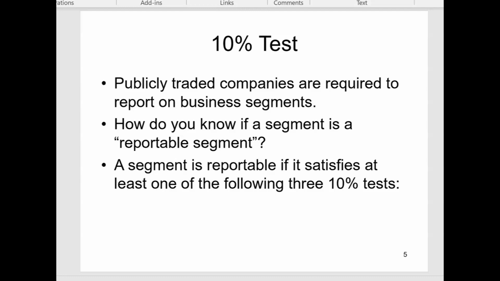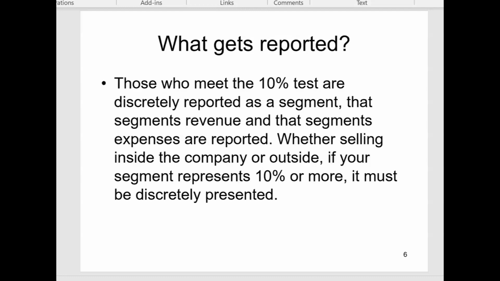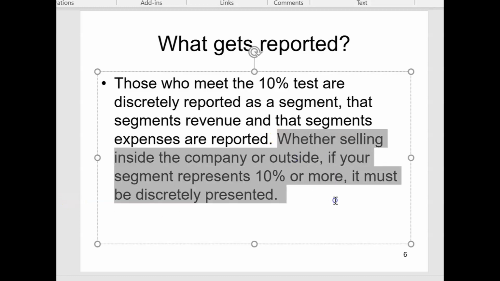But the 10% test is really 3 separate tries. You got 3 tries to meet the 10% test, and those who meet it are discretely reported as a segment. The segment's revenue and that segment's expenses are reported separately. And this is key, whether selling inside the company or outside. If your segment represents 10% or more, it must be discretely presented.